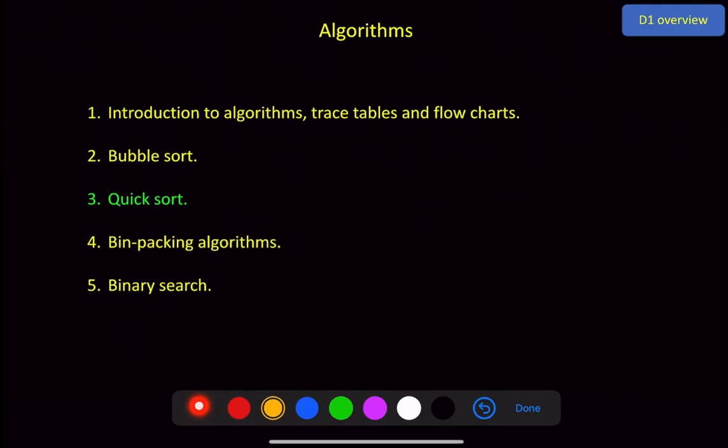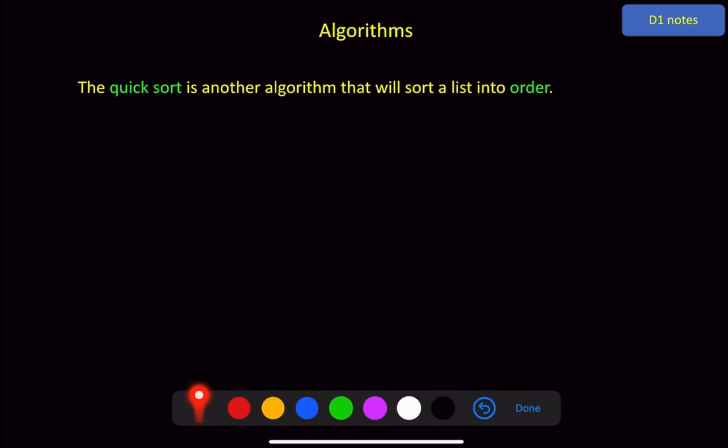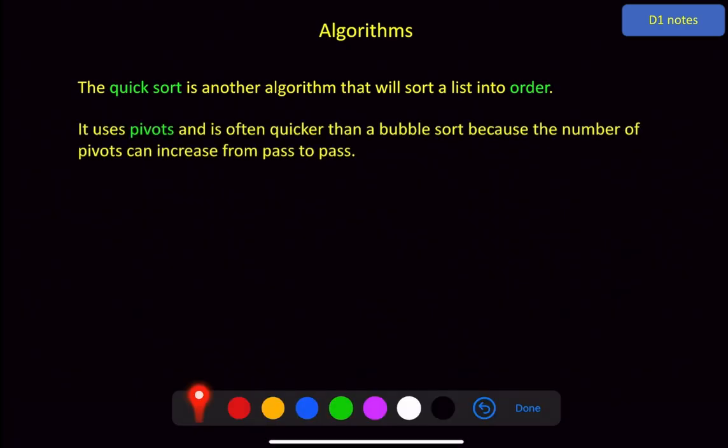In this video, we're going to look at the quick sort. The quick sort is obviously another algorithm sorting a list into order. It uses pivots, and it is often quicker, as the name suggests, than a bubble sort, because the number of pivots that you use can increase from pass to pass. Now, it might not increase as many as you would like, but most of the time you will use more than one pivot at some point during the algorithm.